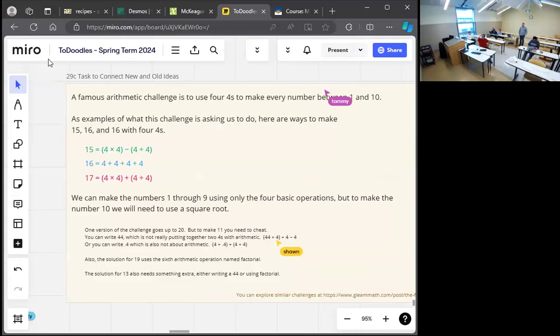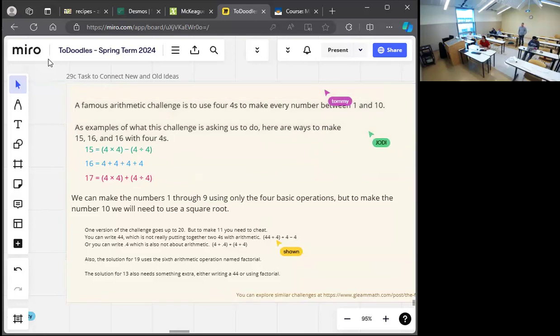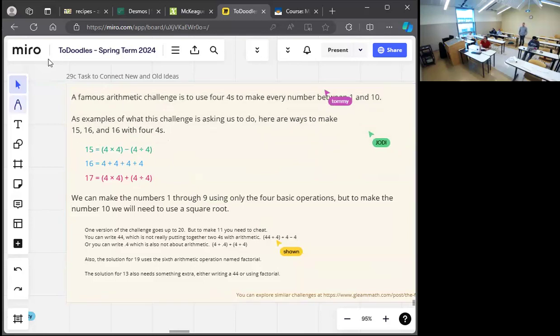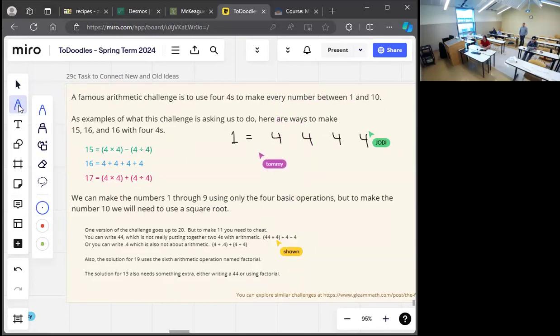So a famous arithmetic challenge is to use 4 4s to make every number between 1 and 10. So how could we, for example, make the number 1? Make the number 1 with 4 4s. I could add them, I can subtract them, I can divide, multiply, any operation I want.